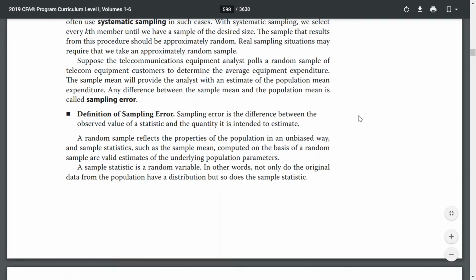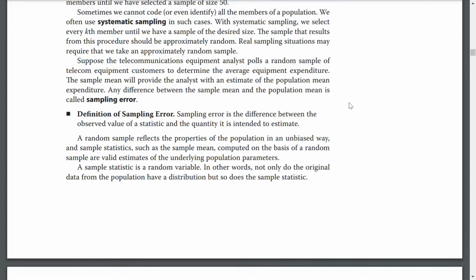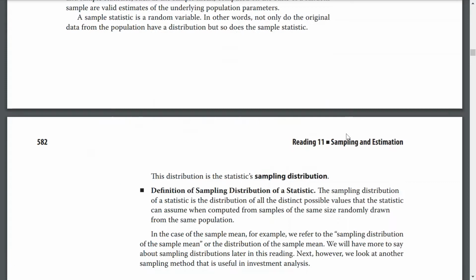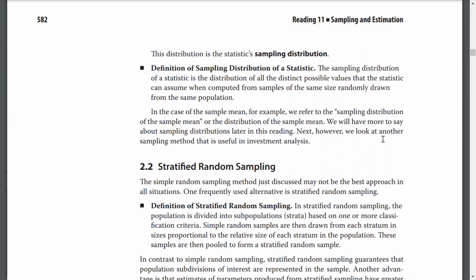A random sample reflects the probabilities of the population in an unbiased way. Sample statistics, such as the sample mean, are computed on the basis of a random sample. A sample statistic is a random variable. In other words, not only do the original data from the population have a distribution, but so does the sample statistic.